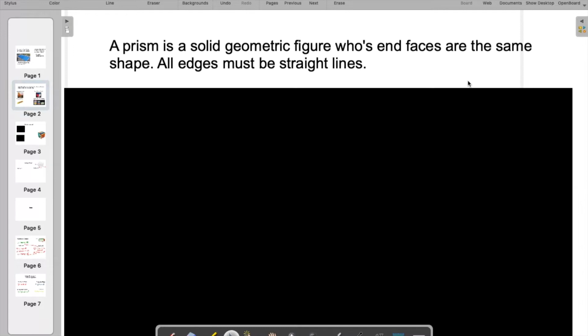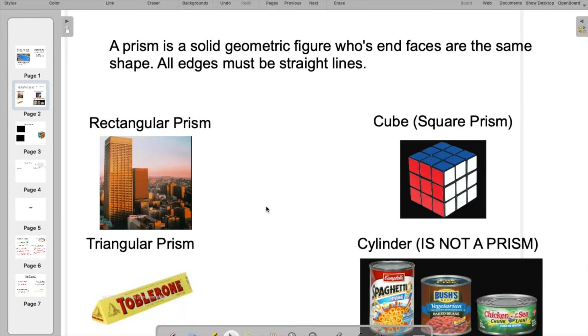Here we go. Today's video is only going to be covering the volume of prisms and cylinders, so we need to make sure we talk about what those are. Now, this is not the most mathematically correct definition, but this is the one that I share with my students. A prism is a solid three-dimensional geometric figure whose end faces are the same shape, and then all edges must be the same line. So there's a few examples of what that means. A rectangular prism, for example, would have a rectangle as the top and bottom or front and back. The faces have to be identical rectangles. A cube would be a square prism, two identical squares.